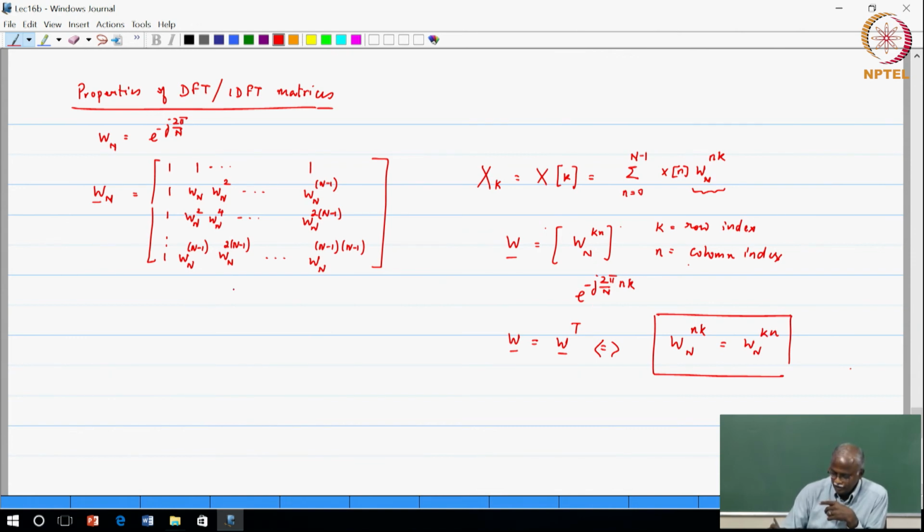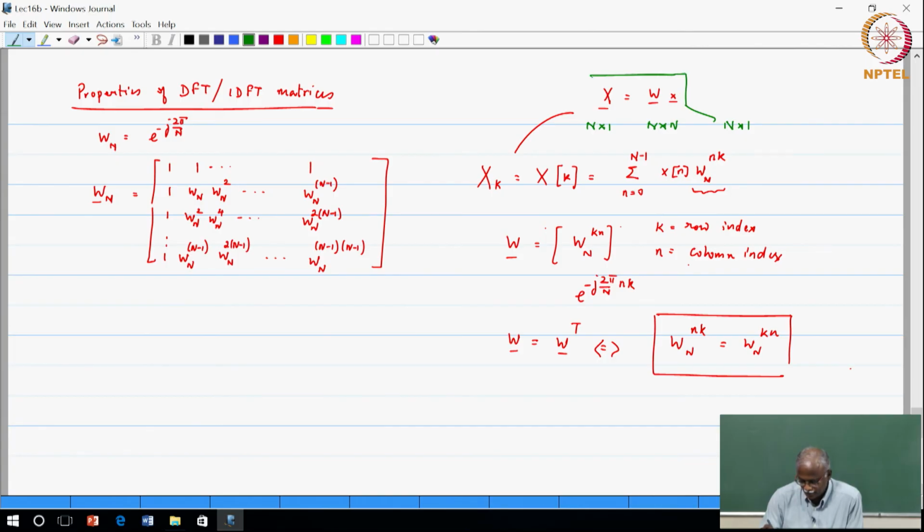If this equation can be written in the following way, X is equal to W times lowercase x, lowercase x representing, let us say, the time domain. So, this is the n cross n matrix. Let me write the dimensions in a different color. This would be an n cross 1, this would be an n cross n, and the input vector is again n cross 1. Okay. So, basically that is the DFT equation in matrix form.